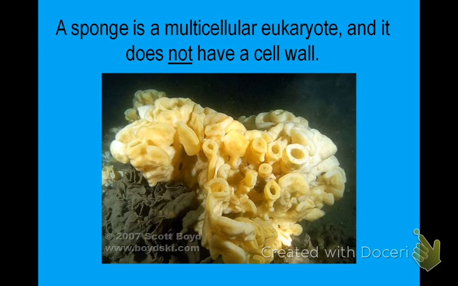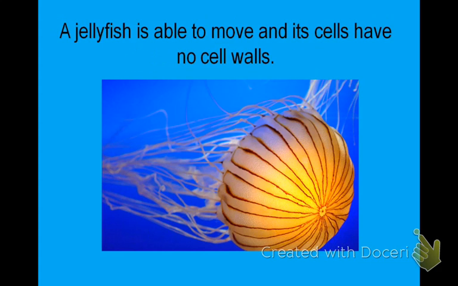A sponge is a multicellular eukaryote. It does not have a cell wall. A jellyfish is able to move, and its cells have no cell walls. What kingdom would that be?